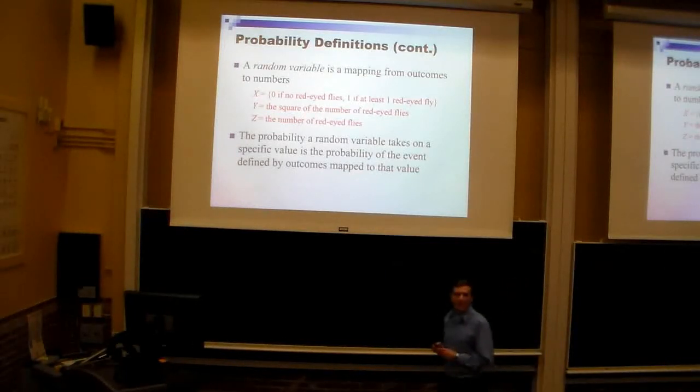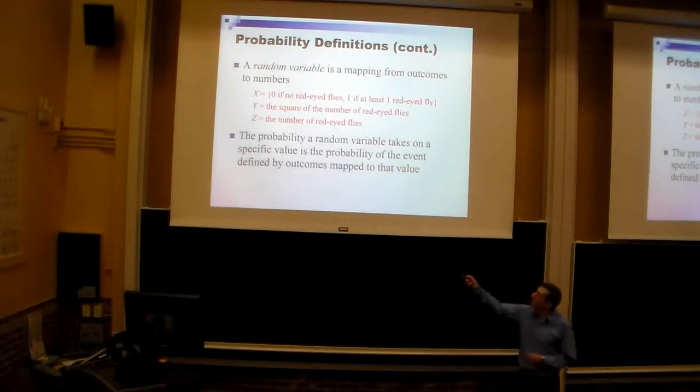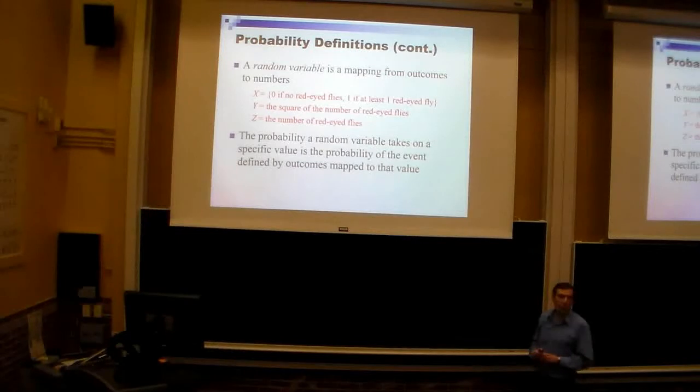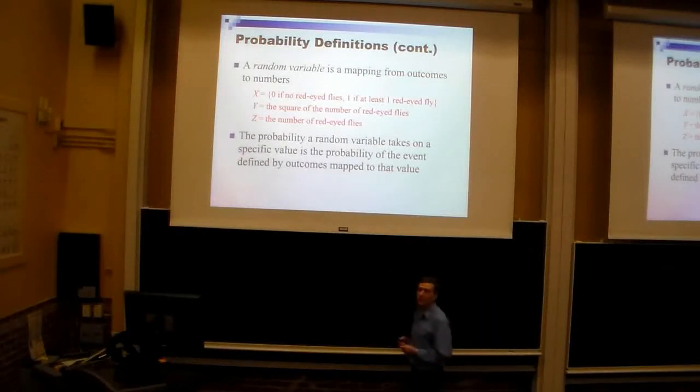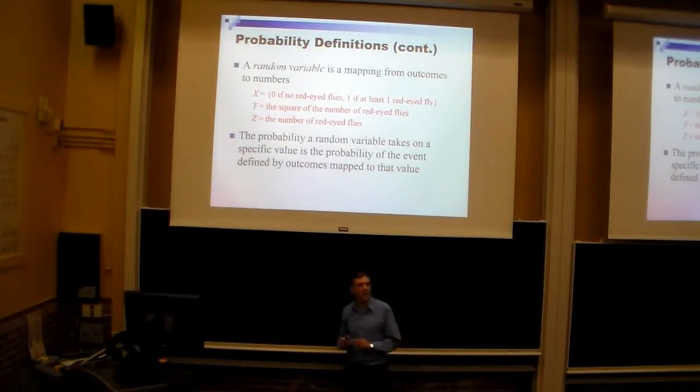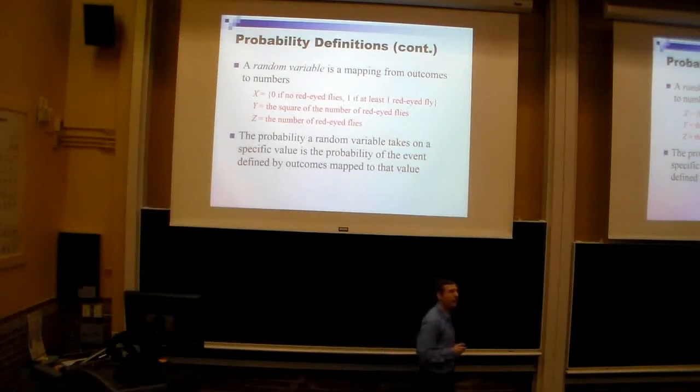But anything that assigns numbers to the outcomes is an acceptable random variable. So we could have the random variable y, which is the square of the number of red-eyed flies. So that assigns 0 to the outcome white-white, assigns 1 to the outcomes white-red or red-white. What does that assign to the outcome red-red?